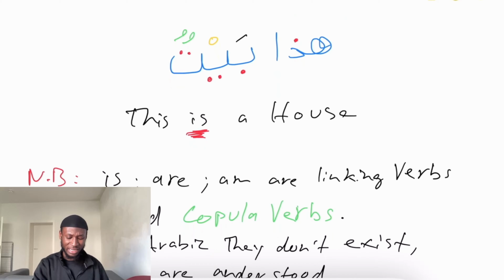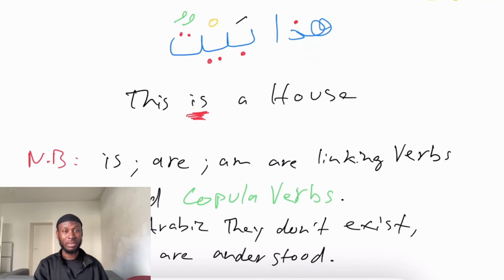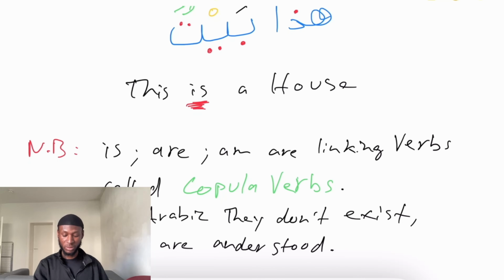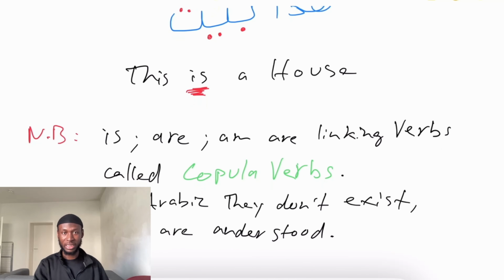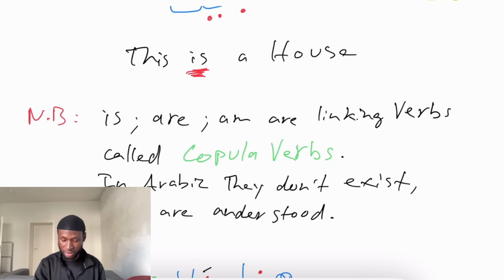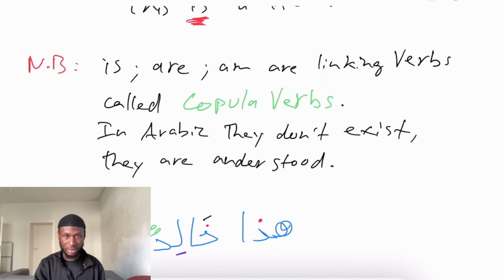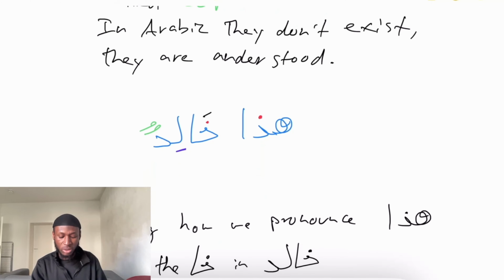Where is the "is" coming from? In Arabic, contrary to English, where we have is, are, am, called linking verbs or copular verbs, they don't exist. They are understood.